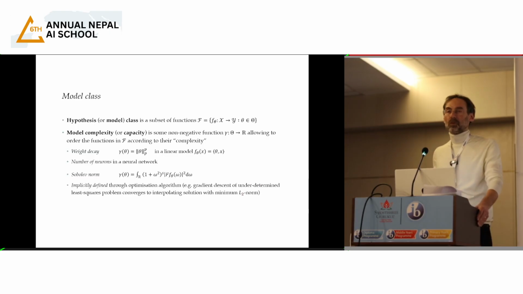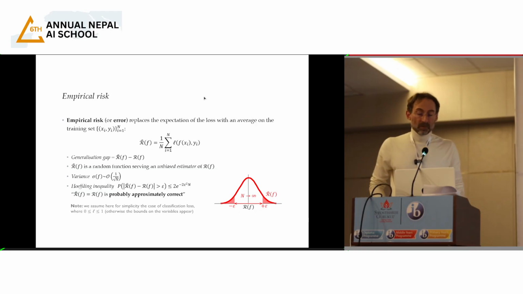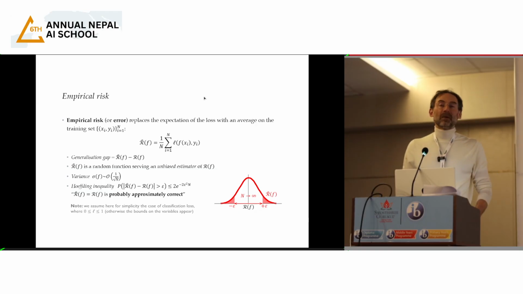Basically this will be what we will be dealing with. So now we are working with parametric functions. The problem is that we cannot really minimize the risk, the expectation over our distribution, because we don't know the distribution.